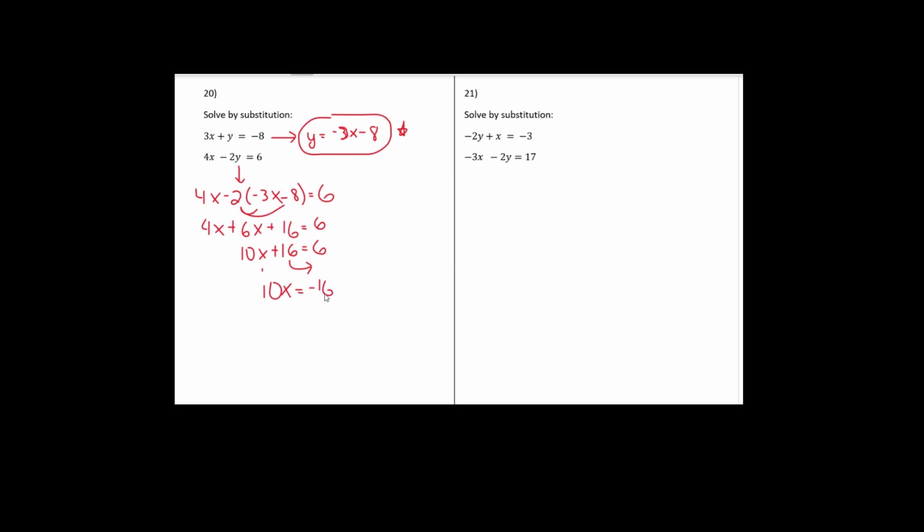The 16 is going to move to the other side, so this would be 10x equals negative 16 plus 6, so this would be 10x equals negative 10. We divide both sides by 10. X equals negative 1. So we know that our answer has negative 1 for x, and we need to find the y. To find the y, we copy the star.